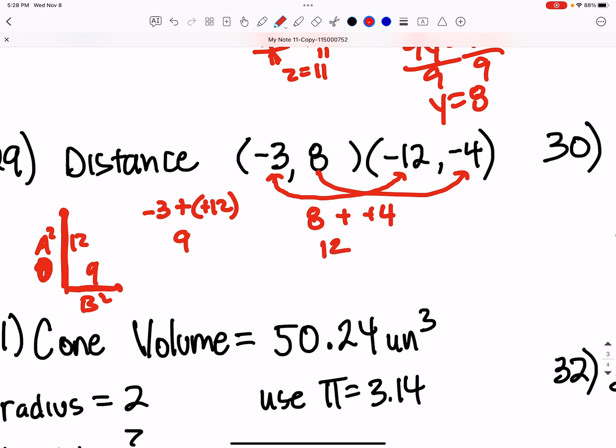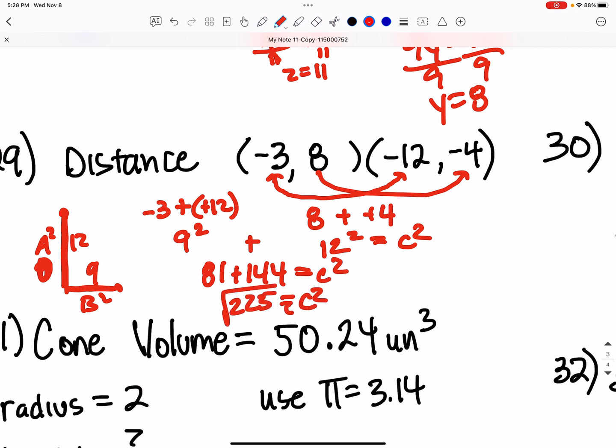So there's my a and b. 9 squared plus 12 squared equals I don't know squared. 81 plus 144 equals I don't know squared. 225 equals c squared. Take the square root, and c equals 15. So the distance apart is 15.